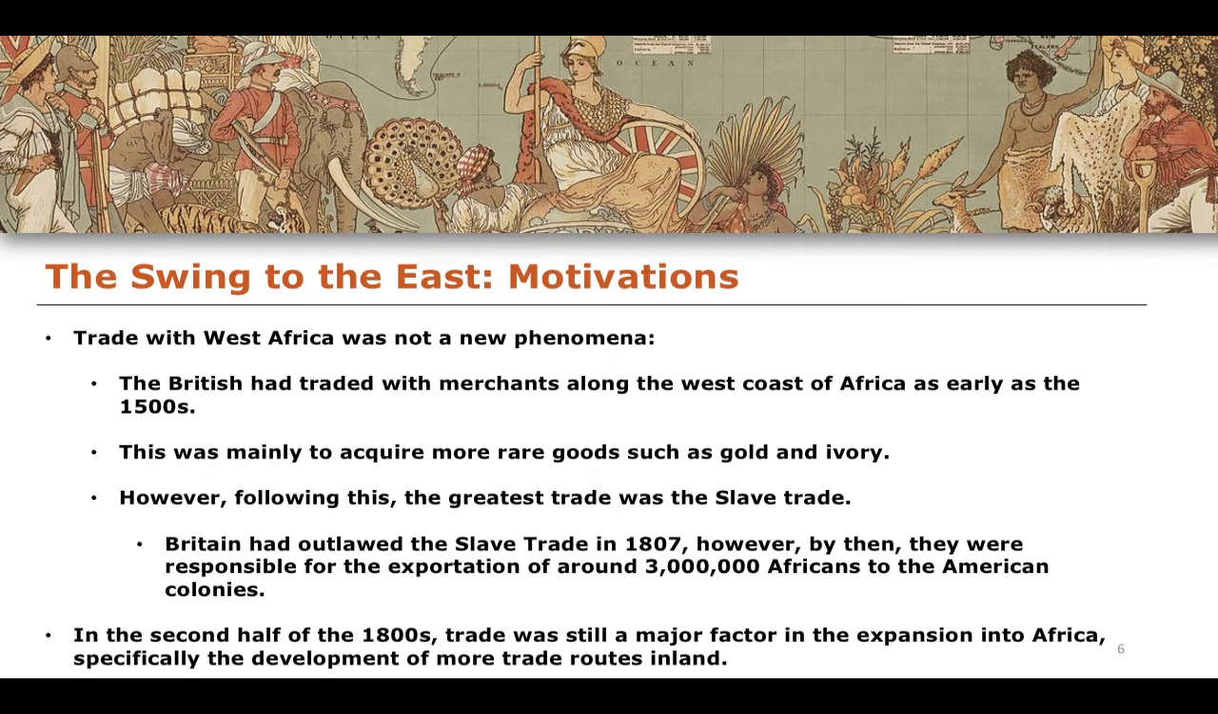In the second half of the 1800s, trade was still a major factor when it comes to expansion in Africa, but of course it was no longer trade in slaves, at least for the British. Slavery still existed in the United States, and instead it was trade in other materials, so more gold and ivory and other rare materials. As a result, going into the 1850s, we see the development of more trade routes as the British begin to push further and further into the mainland of the African continent.